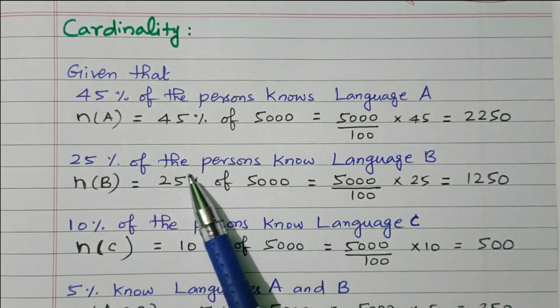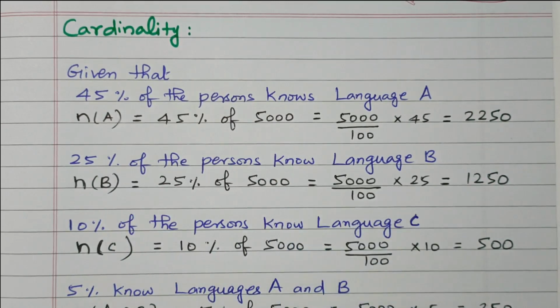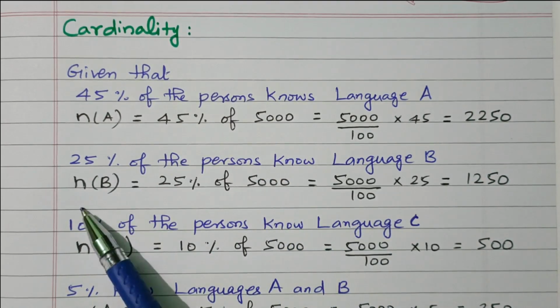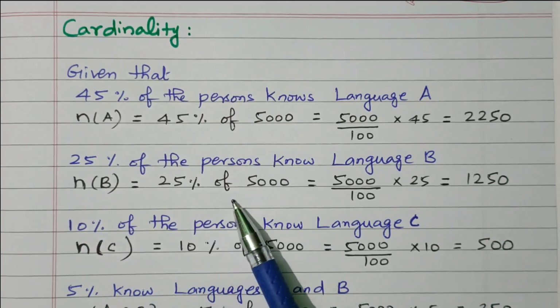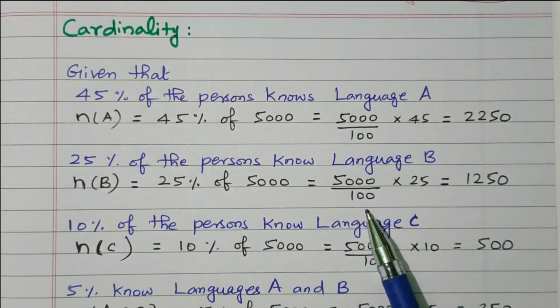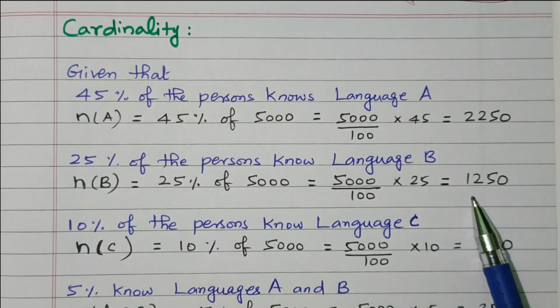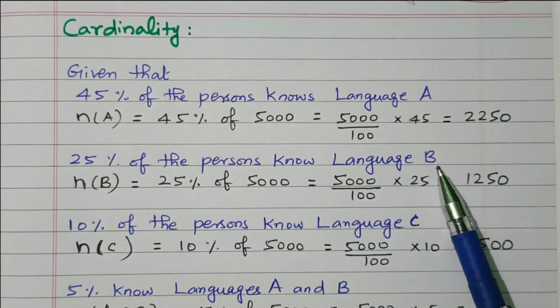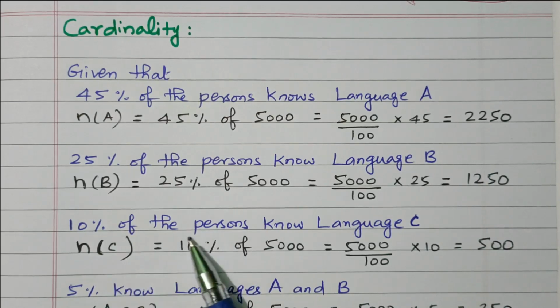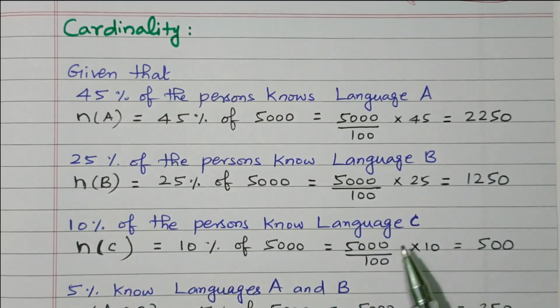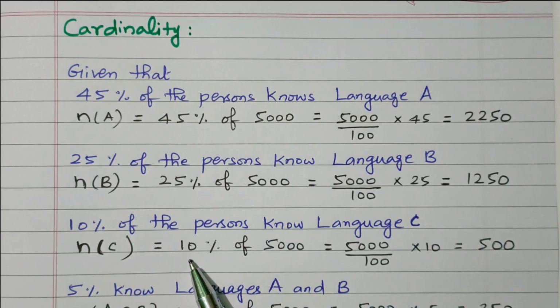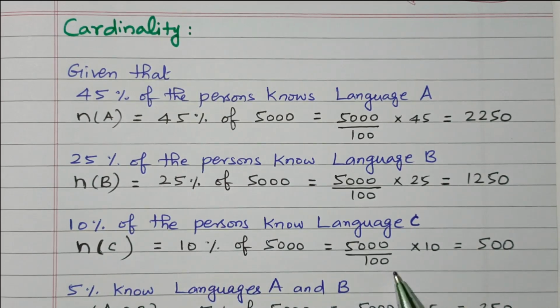Similarly 25% of person knows language B. So that n of B equal to 25% of 5,000. That is 5,000 divided by 100 into 25. That is 1,250 persons knows the language B. Then 10% of person knows the language C. That is n of C equal to 10% of 5,000. Total population 5,000, in that 10% knows language C. So 5,000 divided by 100 into 10, that is 500. So 500 persons knows the language C.